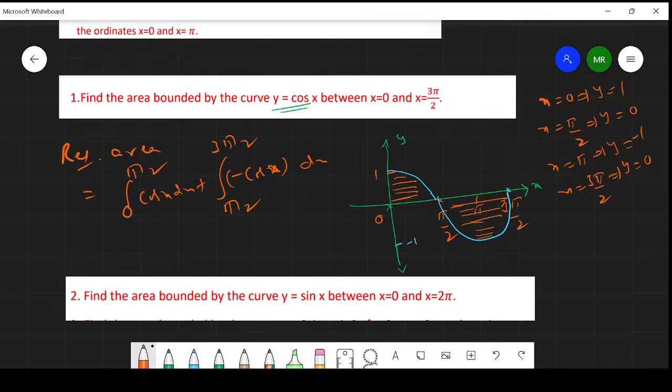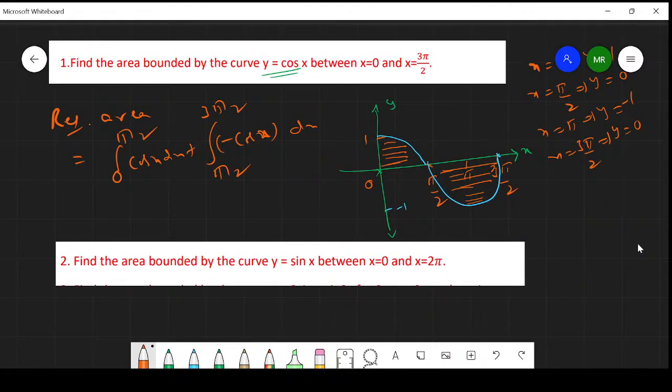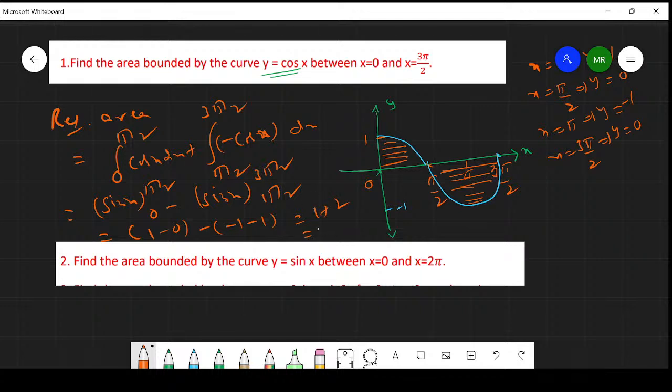Now if I simplify this, the integral of cos x is sin x. So you write sin x with limits 0 to pi by 2, minus again the integral of cos x, which is sin x, be careful, with limits pi by 2 to 3 pi by 2. If you substitute this, sin pi by 2 is 1 minus sin 0, minus sin 3 pi by 2 which is minus 1, minus sin pi by 2, 1. It comes 1 plus 2, which is 3 square units.